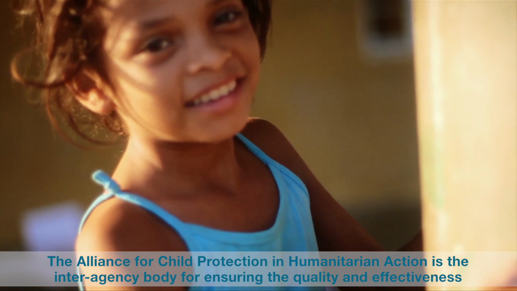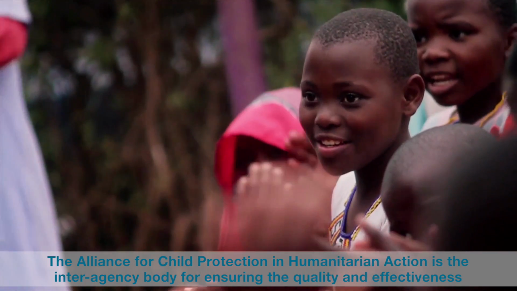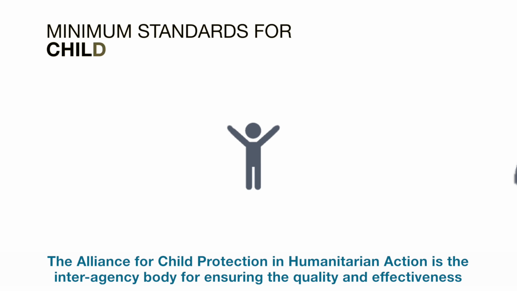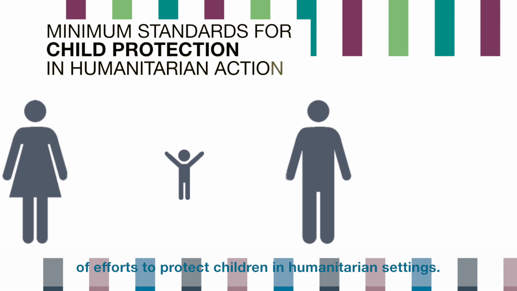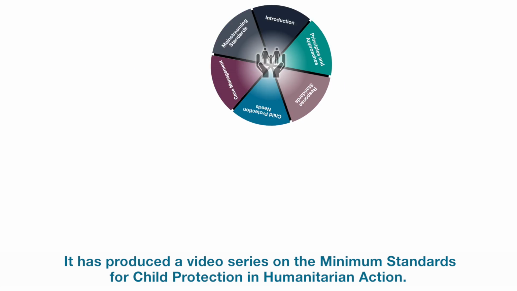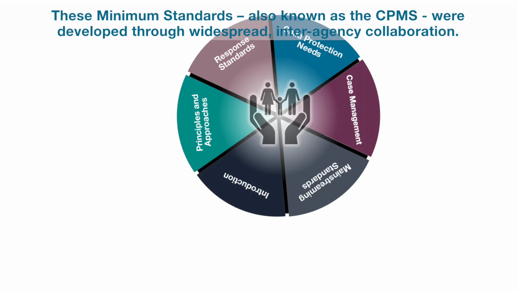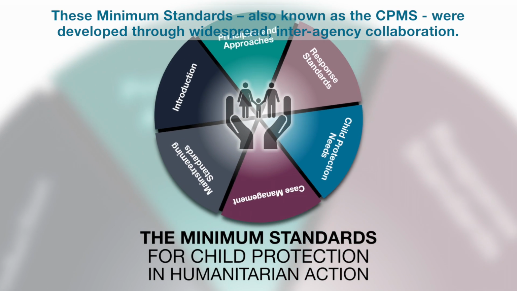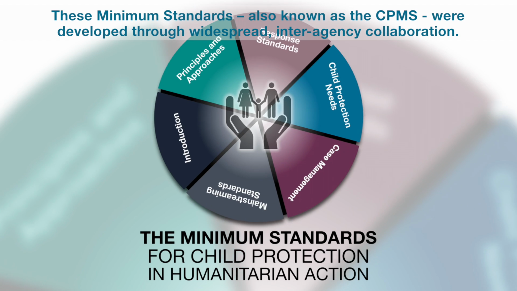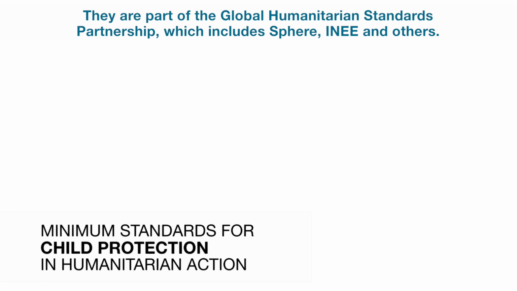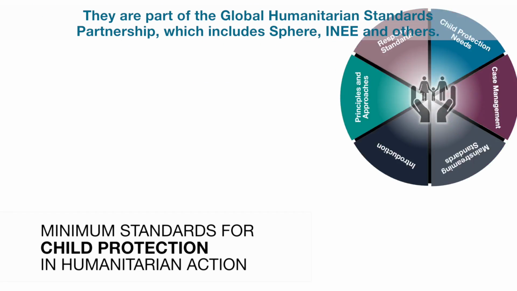The Alliance for Child Protection in Humanitarian Action is the interagency body for ensuring the quality and effectiveness of efforts to protect children in humanitarian settings. It has produced a video series on the minimum standards for child protection in humanitarian action. These minimum standards, also known as the CPMS, were developed through widespread interagency collaboration. They are part of the Global Humanitarian Standards Partnership, which includes Sphere, INEE, and others.